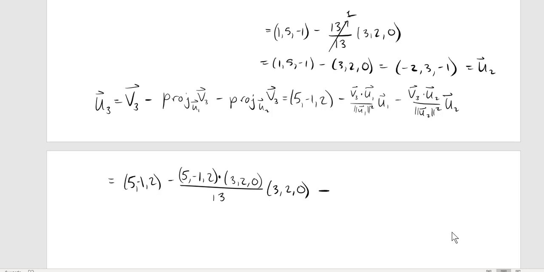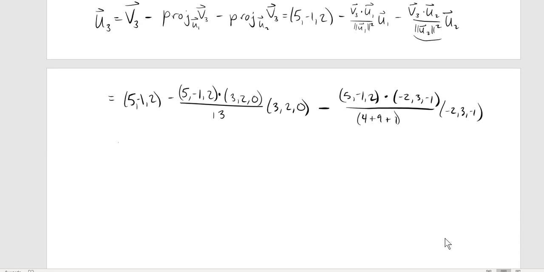Same sort of thing for the u2 now. 5, negative 1, 2 dotted into u2 vector, written right above here. Negative 2, 3, negative 1. Divided by size of u2 squared. Looks like 15. Right, just sum of the squares of these components. 4 plus 9 plus 1. And that's all going in the u2 direction.